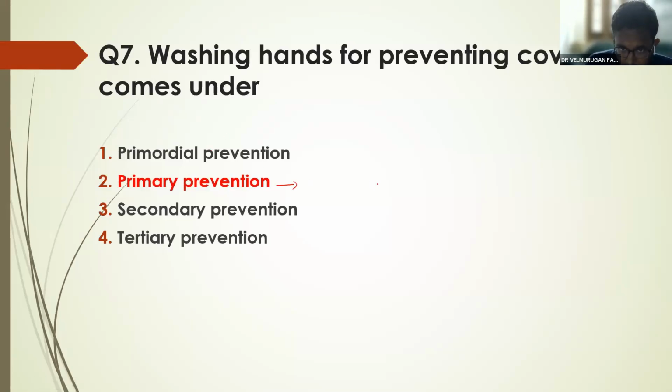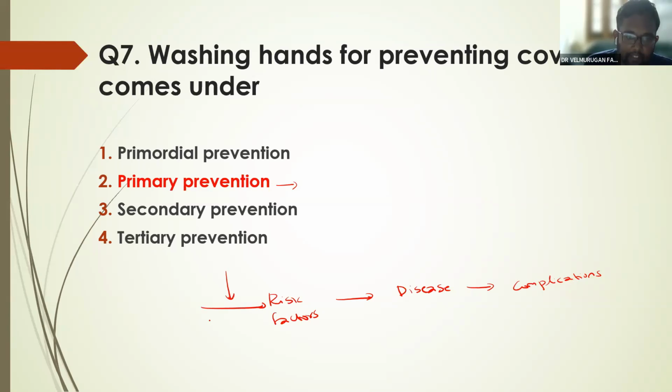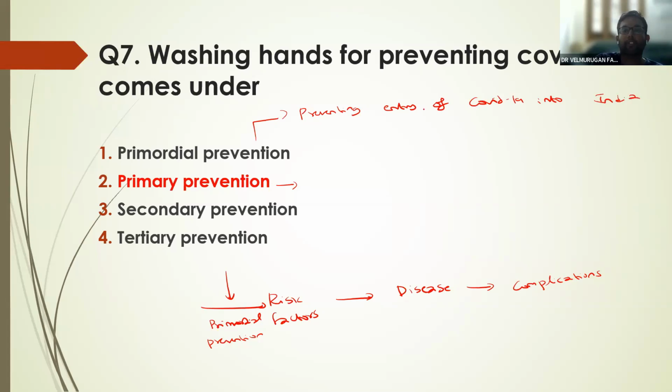So we have risk factors, disease, and complications. If you prevent the development of risk factors, it is primordial prevention. For example, here primordial prevention could have been preventing the entry of COVID-19 into India by strict surveillance. But the COVID-19 has entered inside India. So now the risk factors are there, and we are preventing the development of the disease. That time it is called primary prevention.